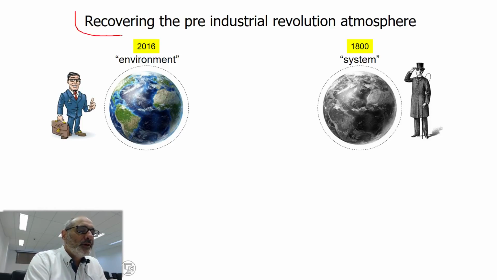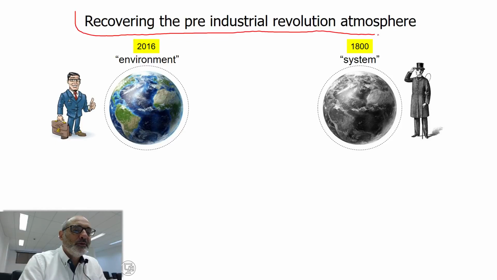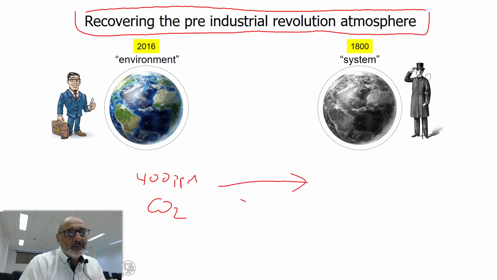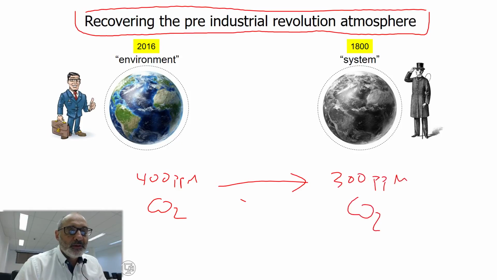So the example now is the following. I want to recover the pre-industrial revolution atmosphere. We know today we have almost 400 ppm CO2, and before the 1800s, we had roughly 300 ppm CO2.